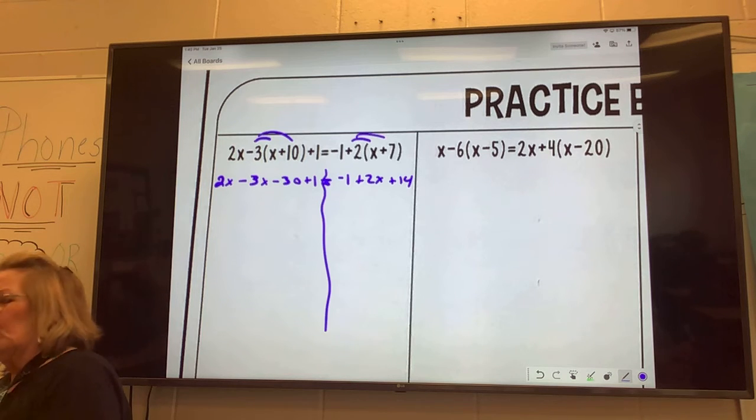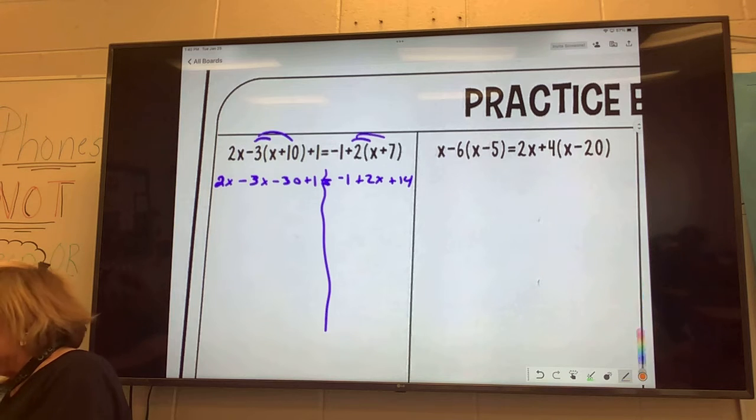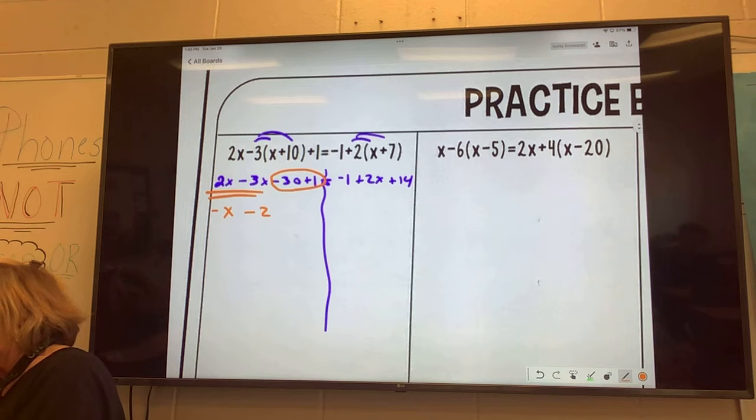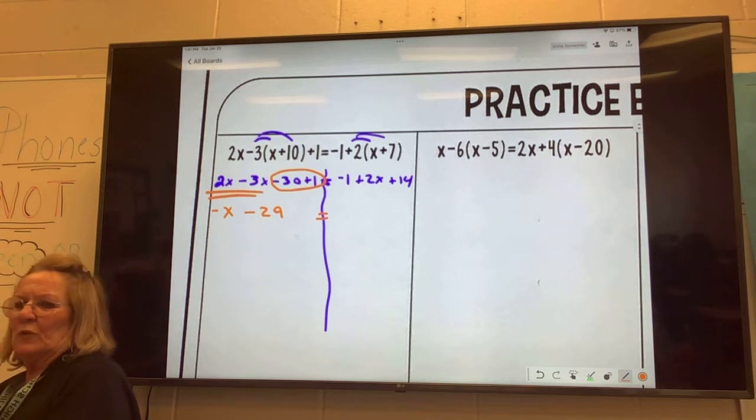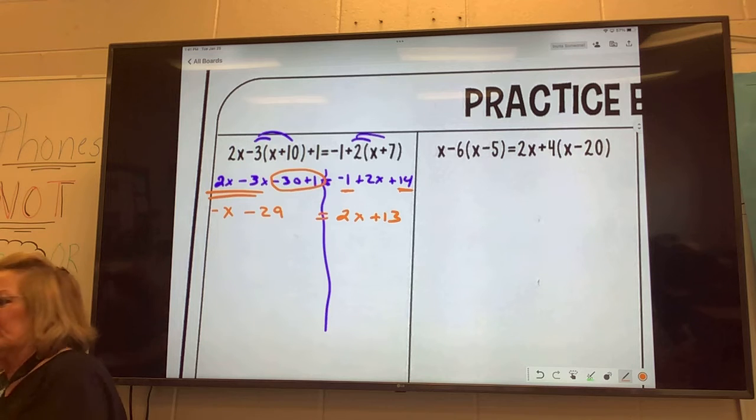I'm going to go ahead and put a wall at my equal sign so I don't mess myself up. Now I am going to combine my like terms. Those are like terms, and these are like terms. 2 minus 3 is -x. -30 plus 1 is -29. Look how quickly it got very small. On this side, I'm going to combine the -1 and the 14. That's all I have to combine. So I have 2x plus 13.